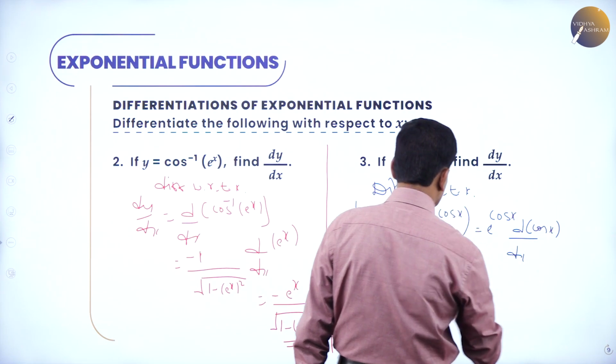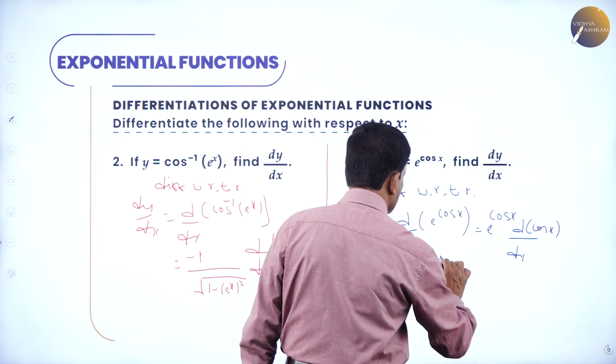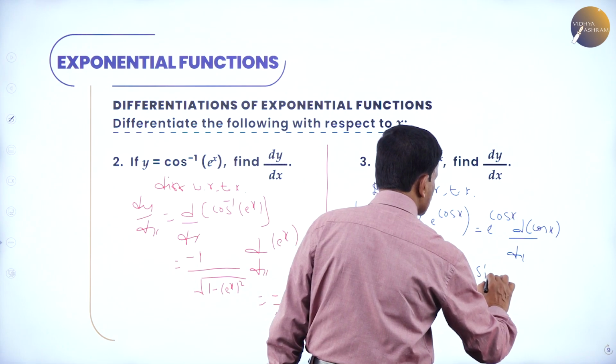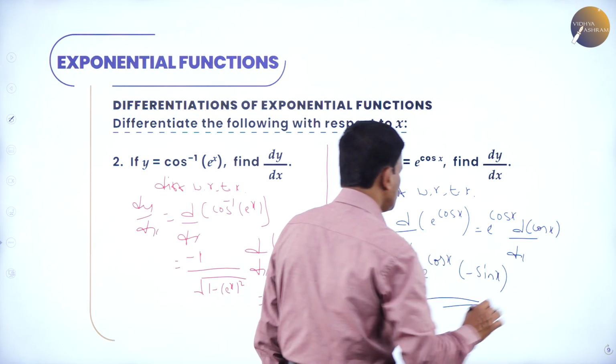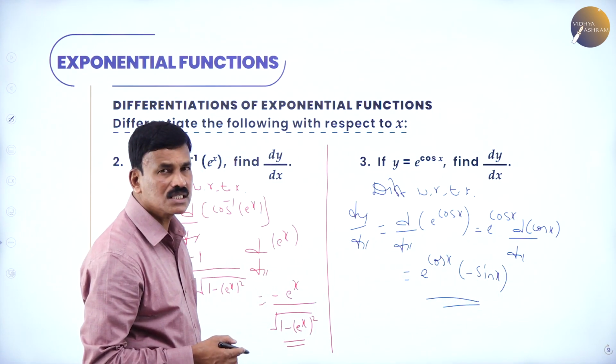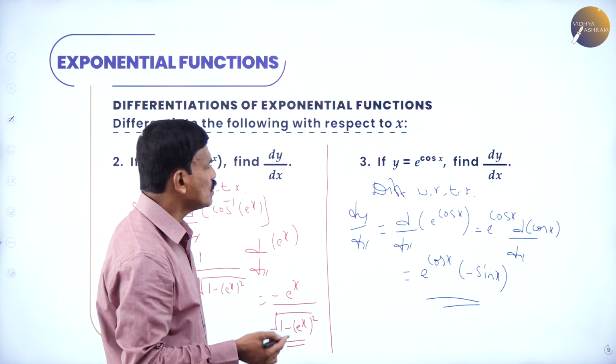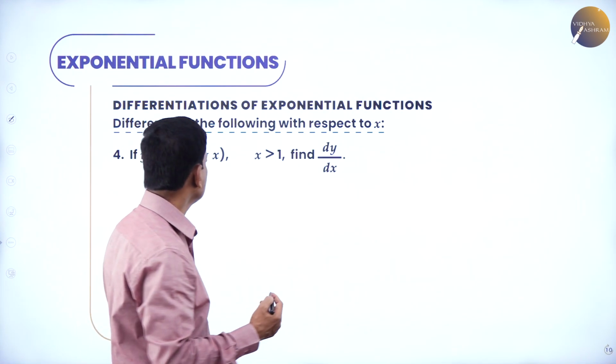So, that's equal to e to the power of cos x into the derivative of cos x, which is minus sin x. So e power cos x into minus sin x is the required answer. These are all simple problems for 1 mark. Now move on to the next problem.